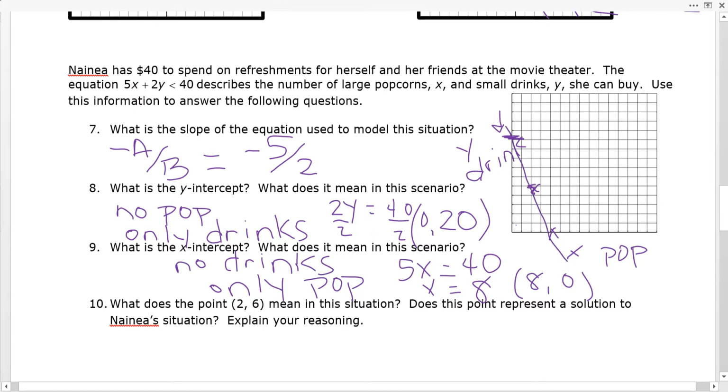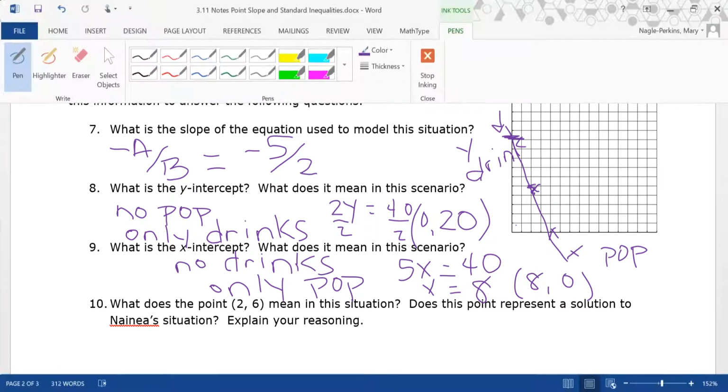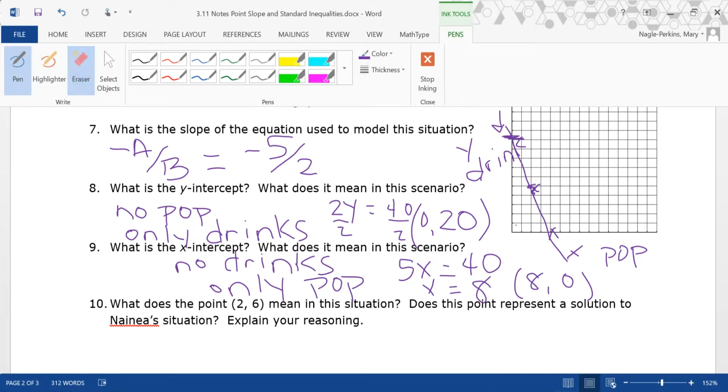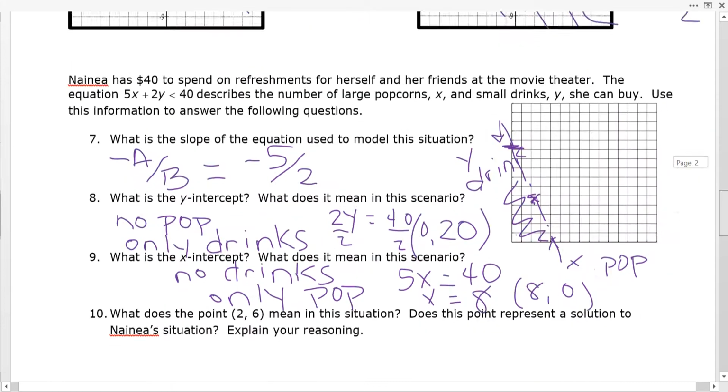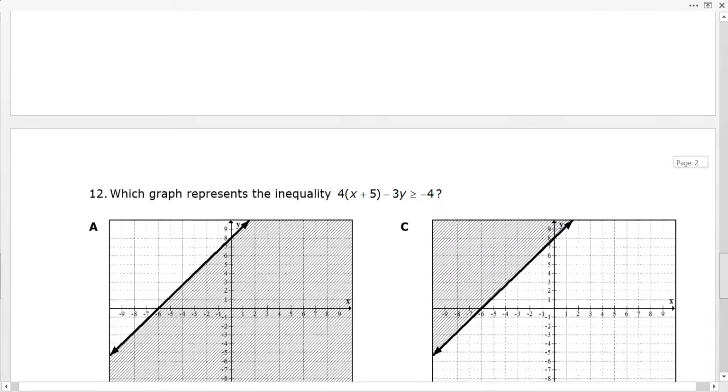Okay, so there's my line, and of course it should be dashed because it's less than, not equal to. So let's try that again. So I did do the right little line right there. I just wasn't confident. Okay, and it's less than, so all my solutions are under here. Okay, and anything on the line is $40, and it says everything has to be less than $40. So nothing should be on the line.